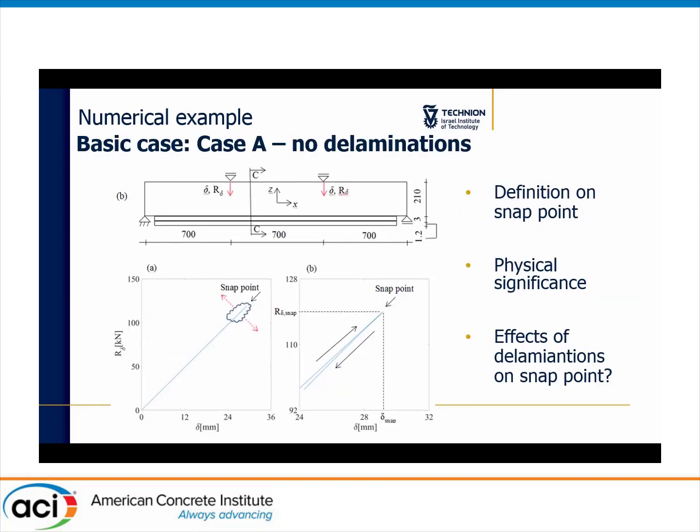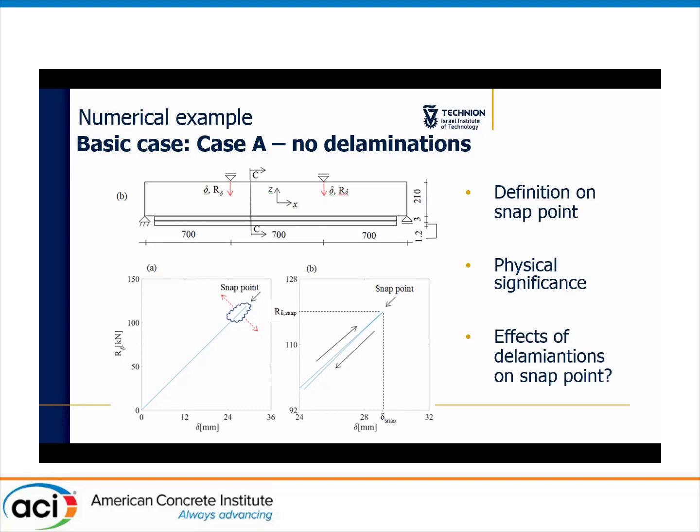If we consider case A without delamination, the behavior is shown in this load-deflection curve, which is quite linear until this point, which is the stretched view of where the snap occurs. The snap is defined by a snap load, R snap, and delta snap, after which the load suddenly diminishes, which indicates an unstable behavior and the triggering of the debonding mechanism.